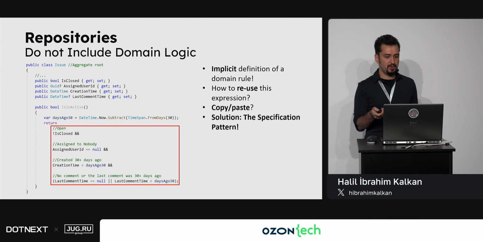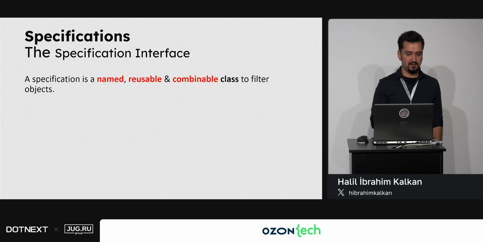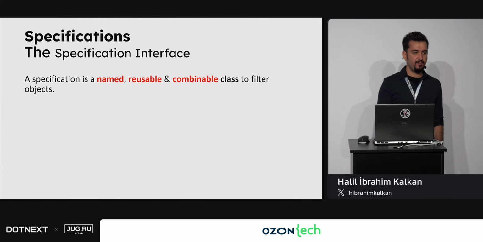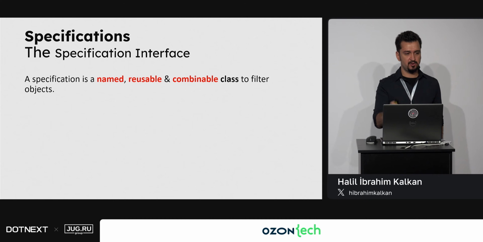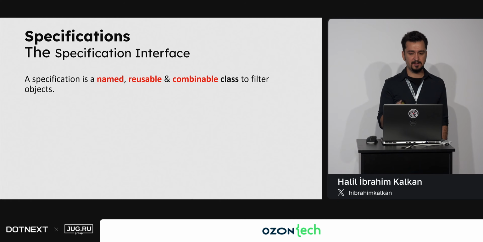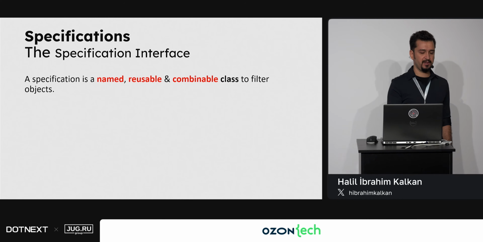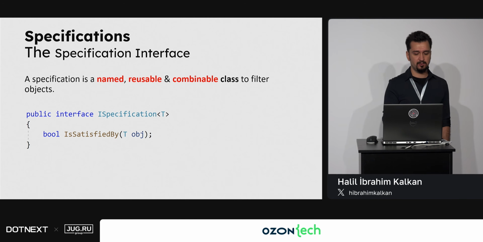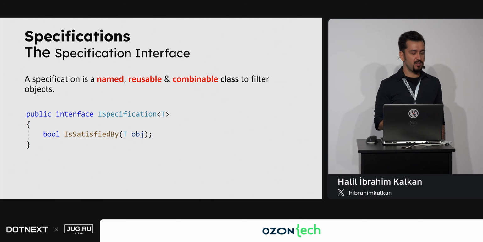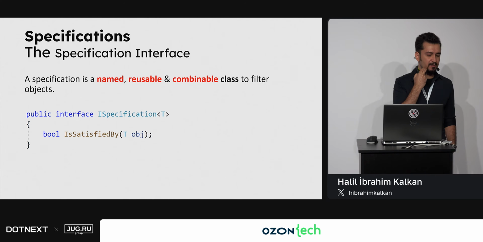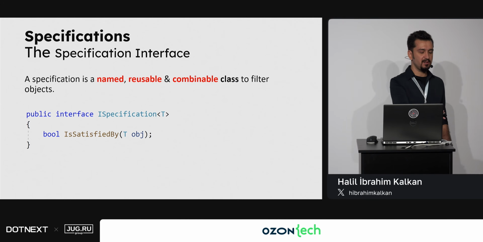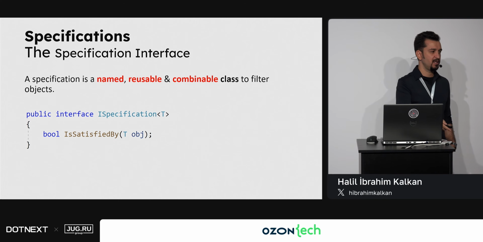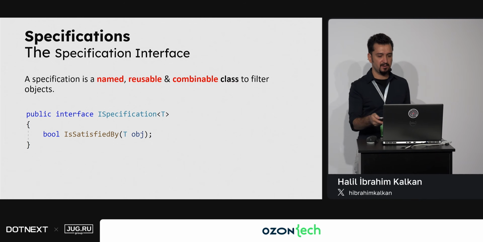A solution to this problem can be the specification pattern. The specification pattern in DDD is a named, reusable, and combinable class. We will see each one in detail. It's basically to filter objects based on a domain rule. The definition of the specification interface is typically just a single method. You get the object and return true or false if this object is satisfied by that rule.